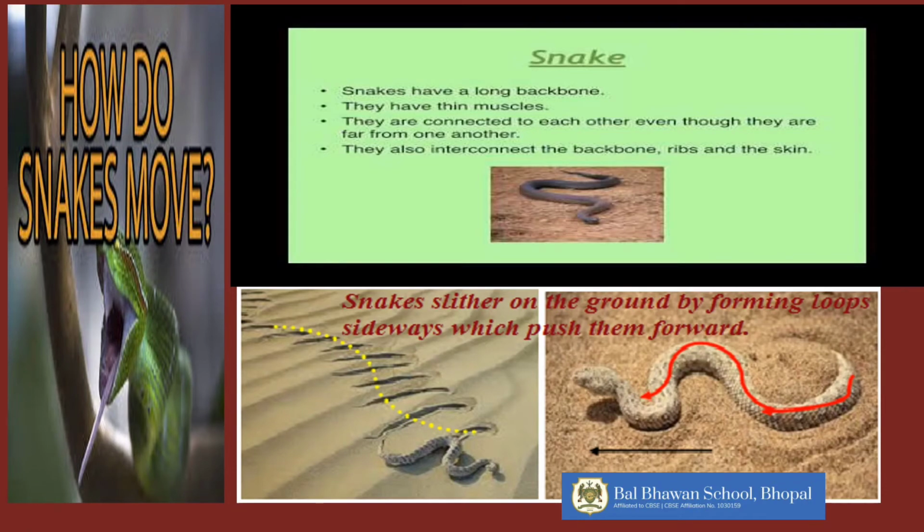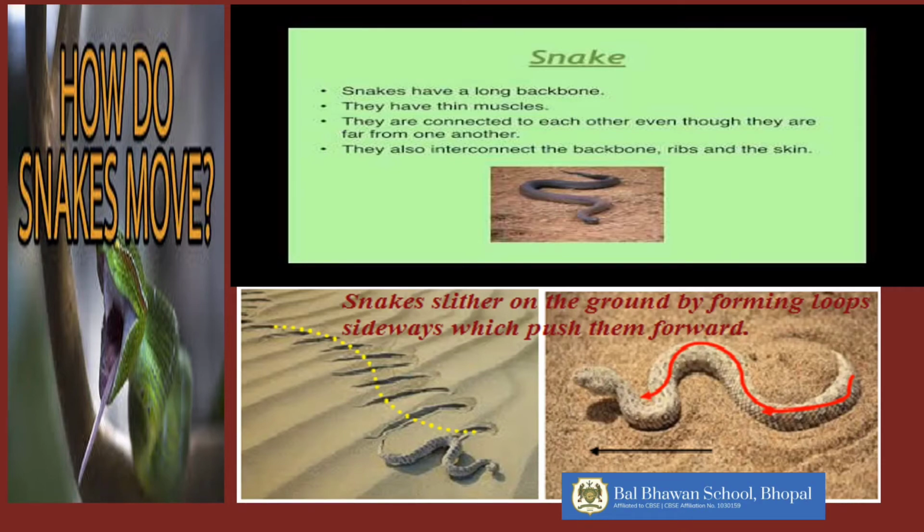Now let us see how do snakes move. You all know that snakes slither on the ground. And how do they slither? They slither by forming loops. As you can see in the picture, they form a curved loop sideways, and this helps them in pushing forward.